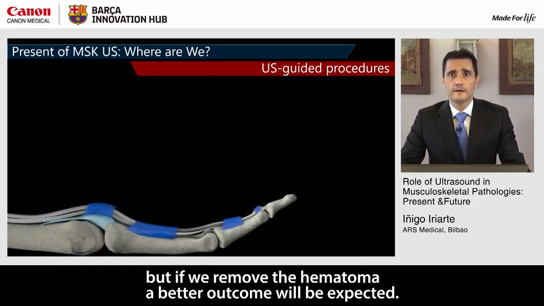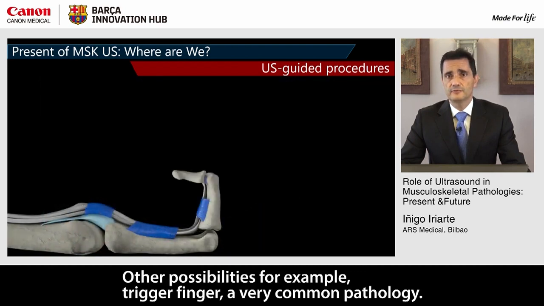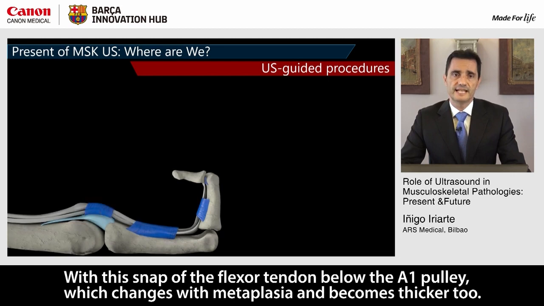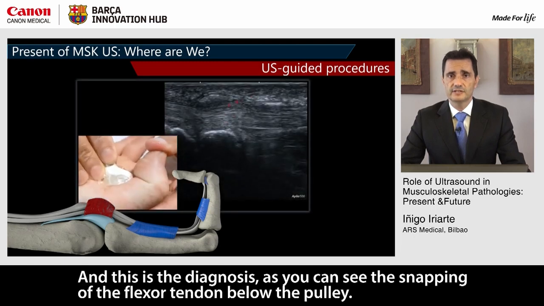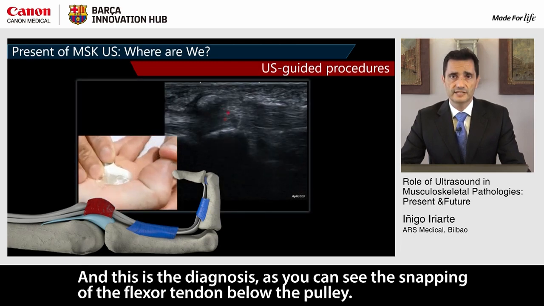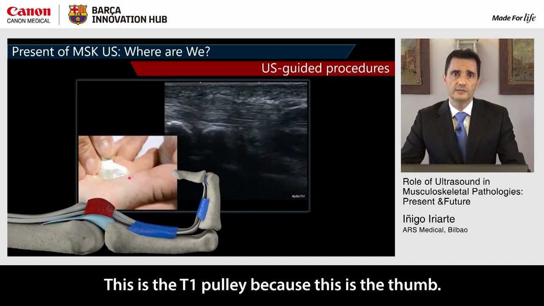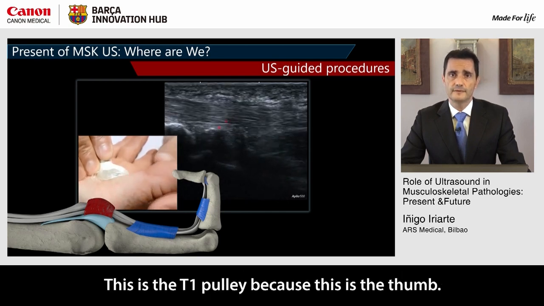Another possibility, for example, is trigger finger, a very common pathology with this snap of the flexor tendon below the A1 pulley, which changes with metaplasia and becomes thicker too. And this is the diagnosis. As you can see, the snapping of the flexor tendon below the pulley. This is the A1 pulley of the thumb.